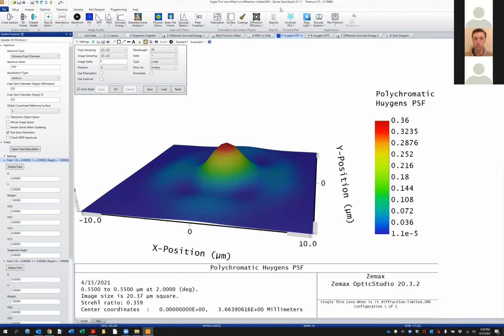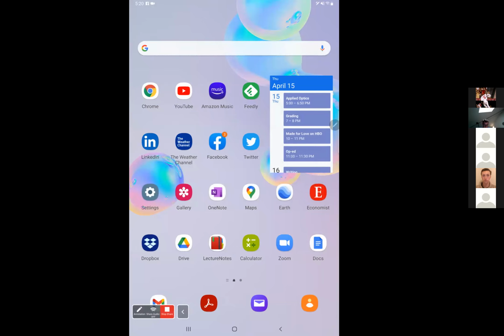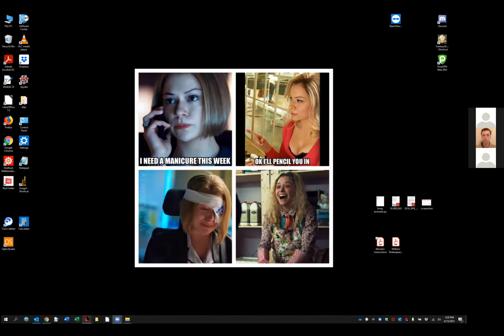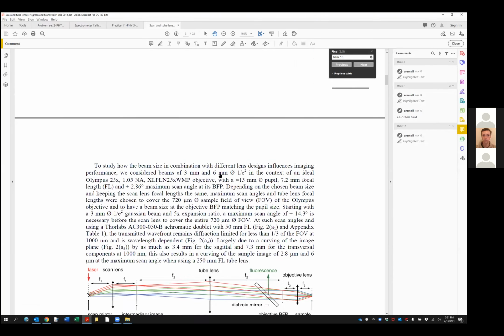Then let's talk about this paper that I posted. All right. The paper that I posted is on tube lenses and beam steering lenses, and so we need to talk about what those are. Actually, I think I'll go back again to my other device and let's look at the paper initially. Scan and tube lenses.